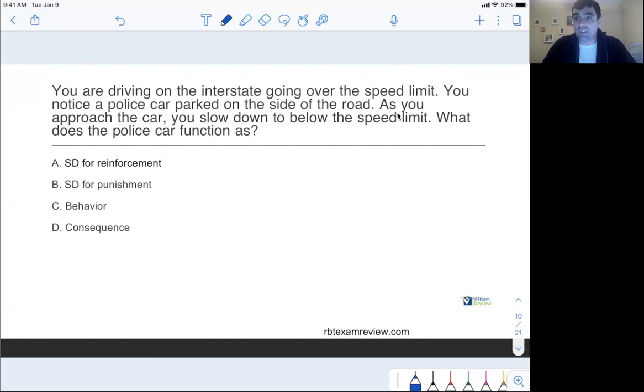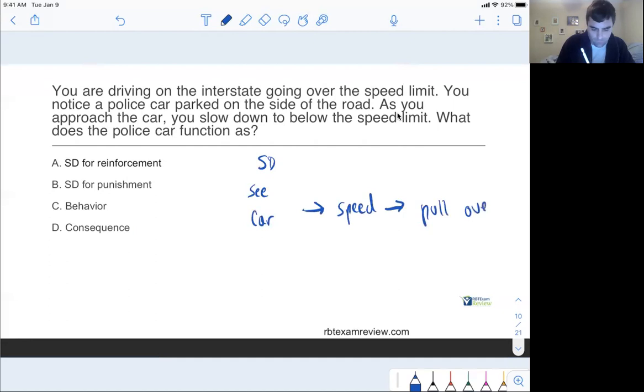So what is an SD? Well, it signals something. It signals something is available. Does a cop car signal reinforcement is available if you're going over the speed limit? Or does it signal punishment is available? Okay, well, think about it. If you're riding down, okay, and you see a car and you speed, what happens? Pull over, which is punishment.